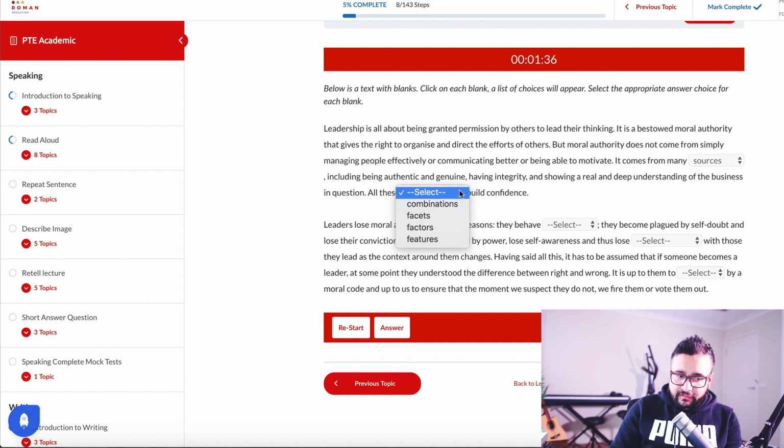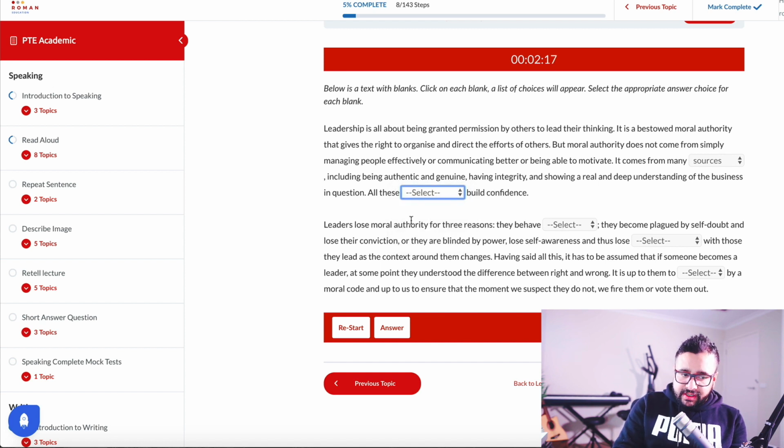And in the next one, all these build confidence. Could be combinations, facets, factors, and features. Which one do you think I should choose here? And the answer is factors, because combinations means mixtures, facets means sides, features means the characteristics, and factors means the items or individual components. So here factors would be a more sensible choice. These types of questions in particular can be difficult. So this is what we discuss in the class to help people understand how to pick the words here.